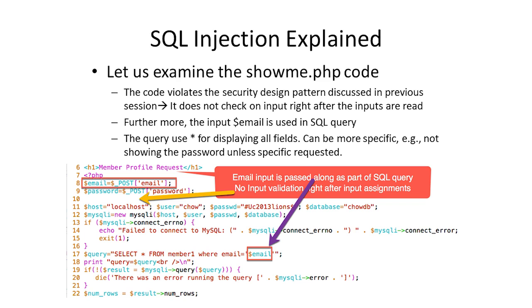For example, instead of showing the password, we probably should require a special request before we show the password. Remember the paradigm of replacing generic mechanism with specific mechanism. The more specific, the better the security.